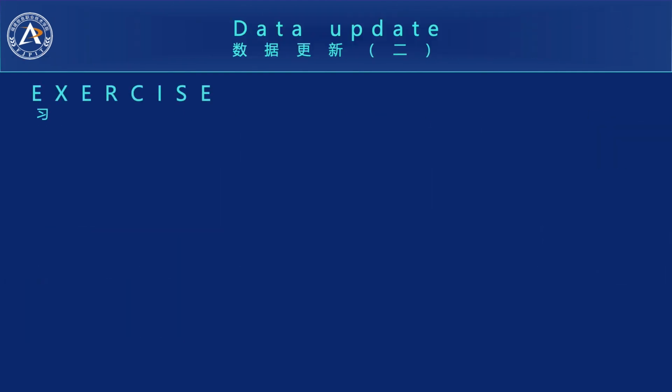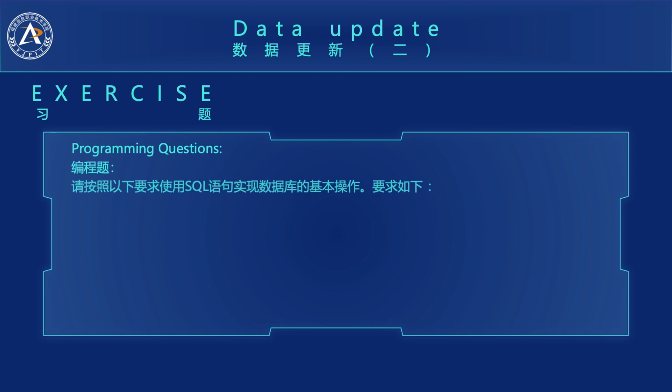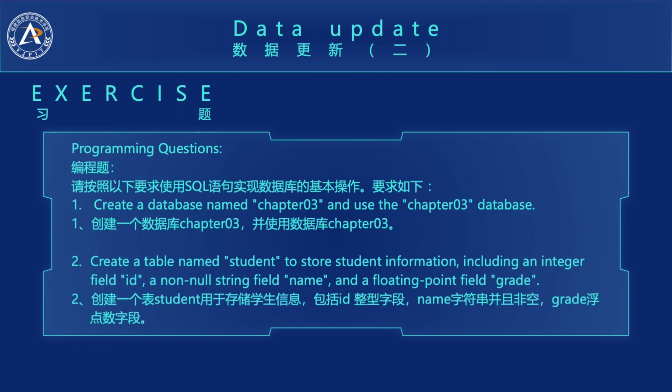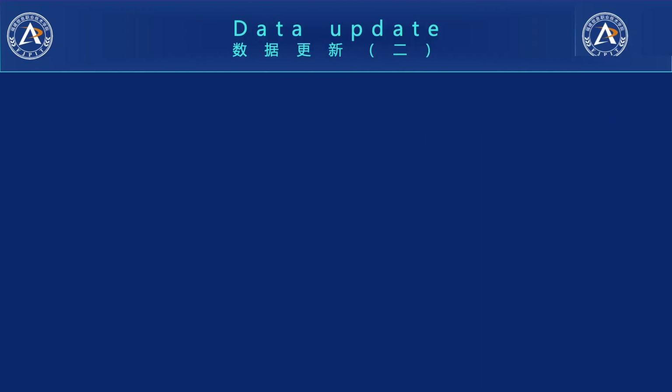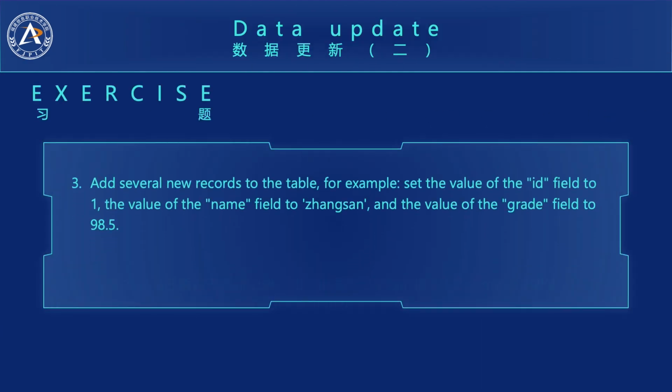Programming questions. Please use SQL statements to perform basic operations on a database according to the following requirements. The requirements are as follows. First, create a database named Chapter 03 and use the Chapter 03 database. Second, create a table named Student to store student information, including an integer field ID, a non-null string field name, and a floating point field grade. Third, add several new records to the table.